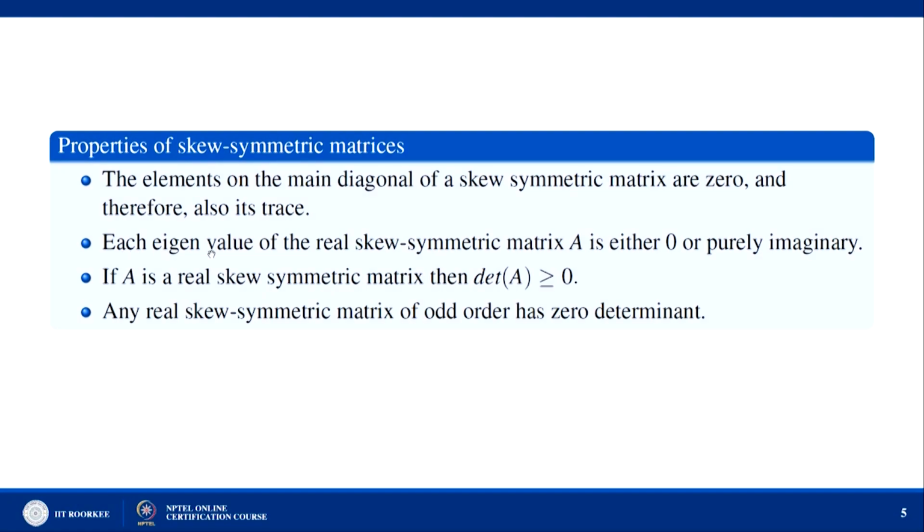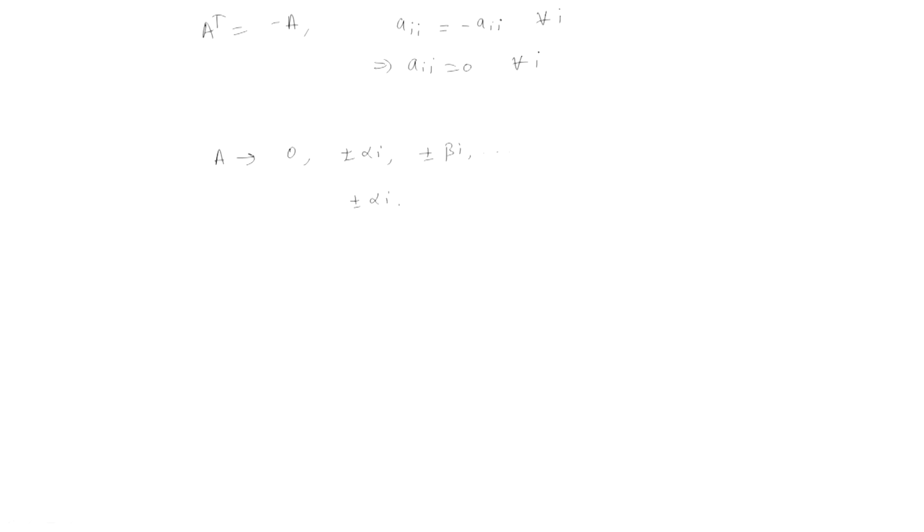The next property: we have shown that each eigenvalue of a real skew symmetric matrix A is either 0 or purely imaginary. Now, if A is a real skew symmetric matrix, then determinant of A is always greater than or equal to 0. This is again easy to show, because we have shown that eigenvalues of a real skew symmetric matrix are either 0 or purely imaginary. If one of the eigenvalues is 0, the determinant will be 0, because determinant is nothing but the product of eigenvalues. So A has eigenvalues like 0, plus minus alpha i, plus minus beta i, like this, if A is a skew symmetric matrix. If 0 is one of the eigenvalues, then the product will be 0, that means determinant is 0. If 0 is not an eigenvalue, suppose eigenvalues are of the type plus minus alpha i, plus minus beta i.